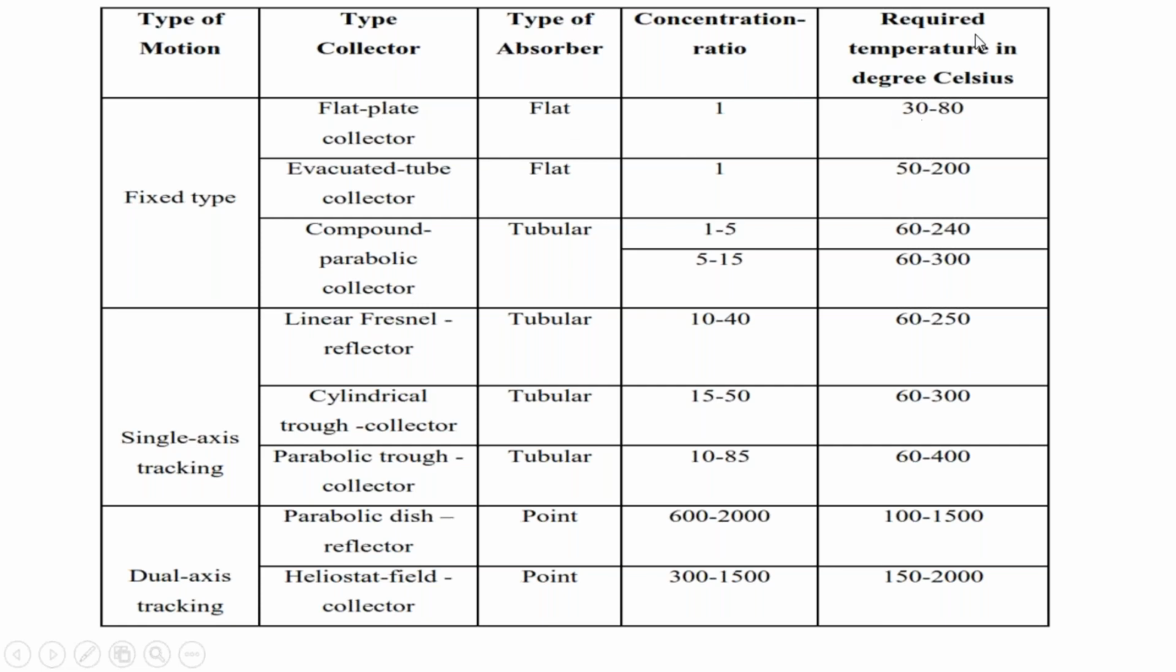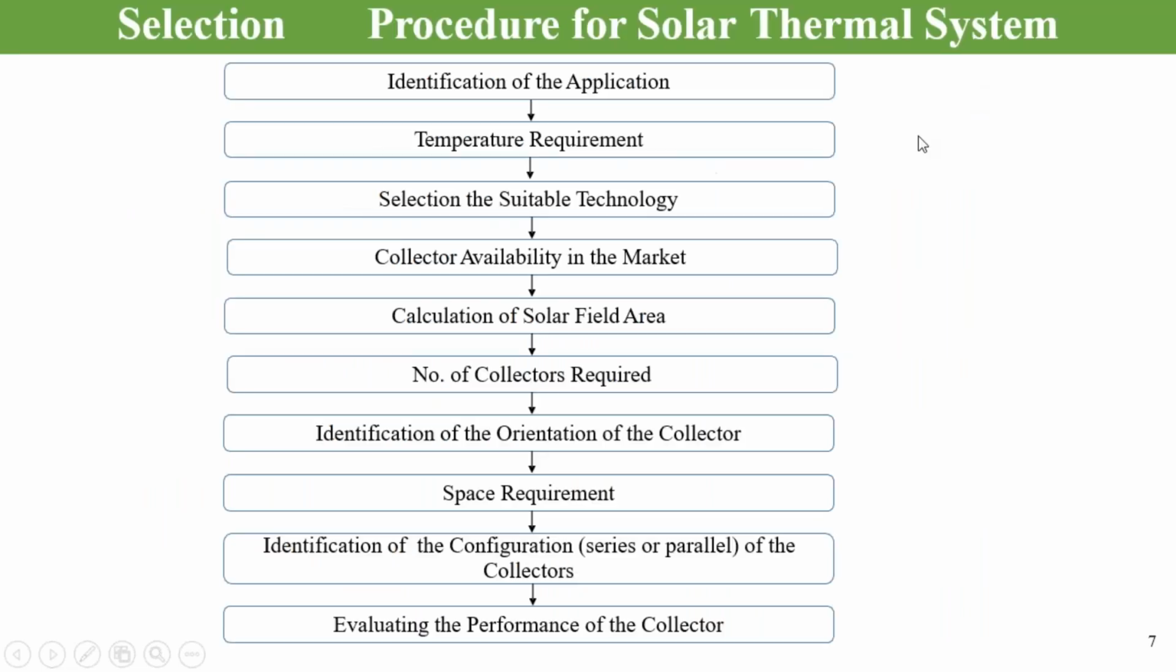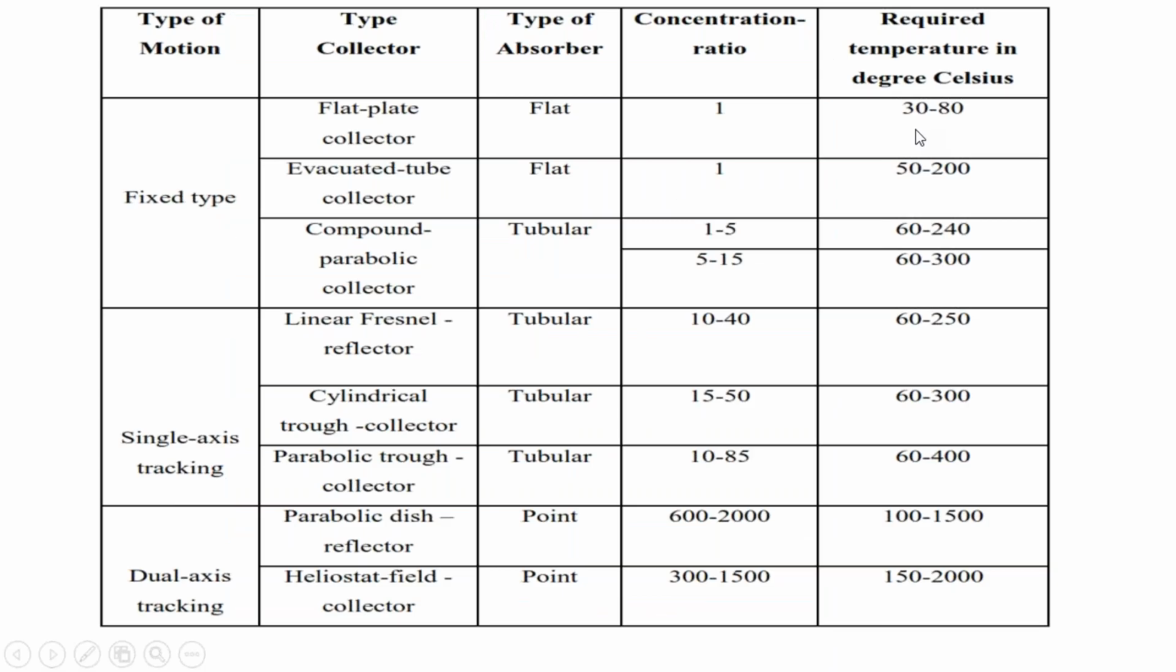Let us consider, suppose for a bathing application we need water at around 40 to 45 degrees Celsius, or lesser than that, or in between 30 to 80 degrees Celsius. For this, we can use the flat plate collector. That is the very simplest one. That is a fixed type of flat plate collector, and the concentration ratio is 1.